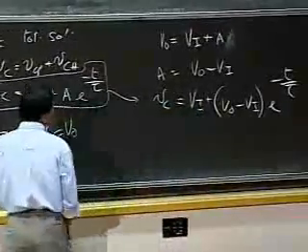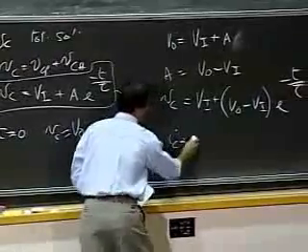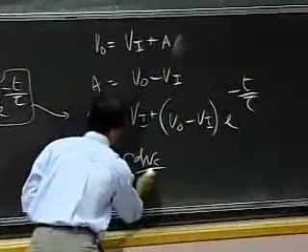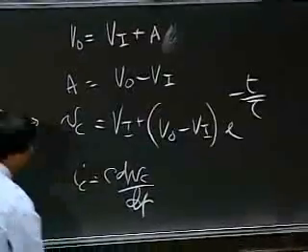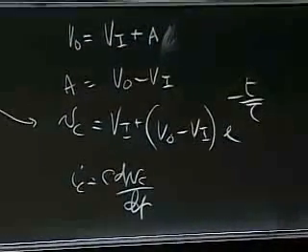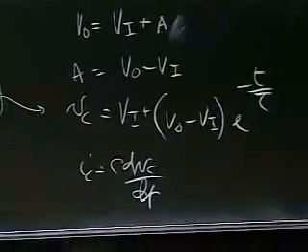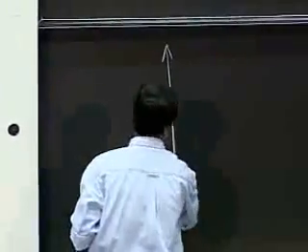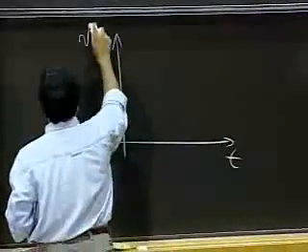All right, you can also get the current. IC is simply C dVc by dt. I won't do that for you, but you can simply differentiate it and get the current. So I can plot for you Vc versus time t.